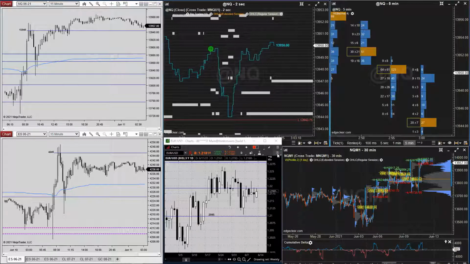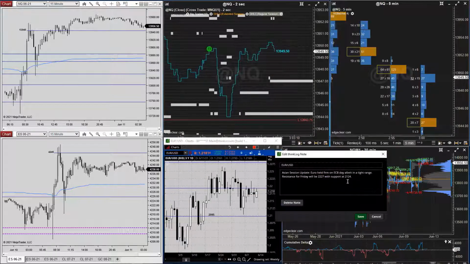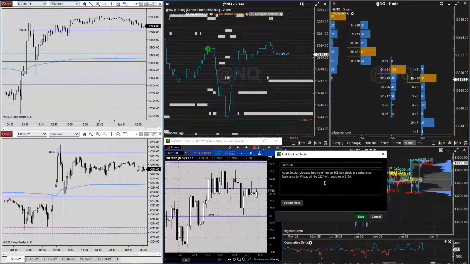Okay, euro dollar. Euro held firm on ECB day, albeit in a tight range. Resistance on Friday will be 22.27 with support at 21.24.